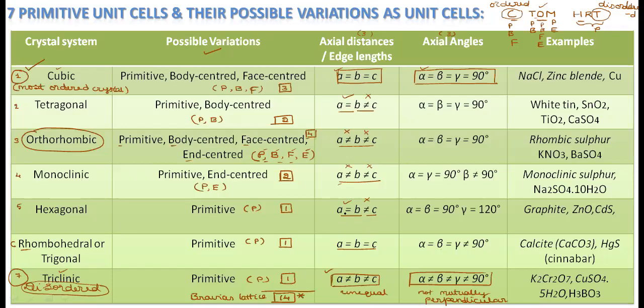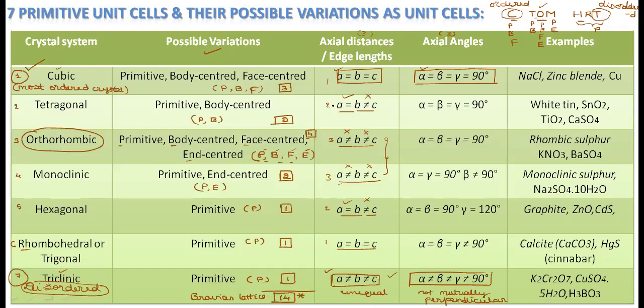A is equal to B is equal to C for the rhombohedral. A is equal to B, which is not equal to C, for hexagonal. For monoclinic, all are unequal. That means orthorhombic and monoclinic, you are getting all are unequal. And for triclinic, you are getting the same, all are unequal. So if you remember this 1, 2, 3 order, if you go in reverse, 3, 2, 1, that will be the order for the edge lengths to remember.